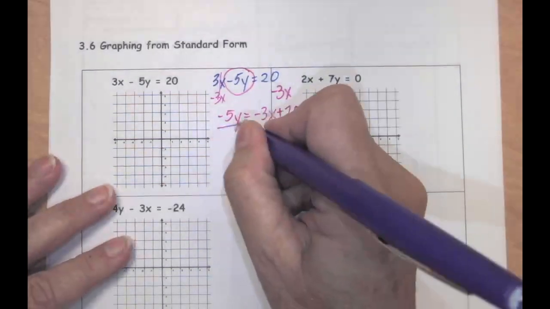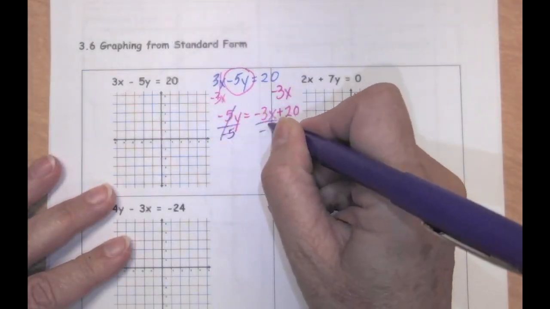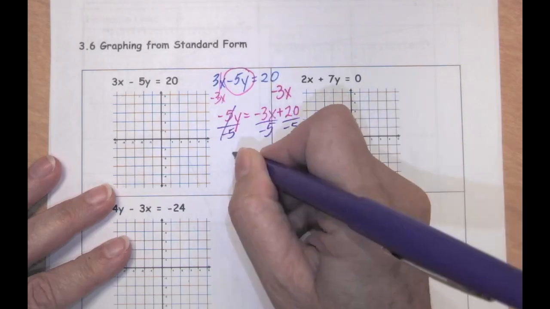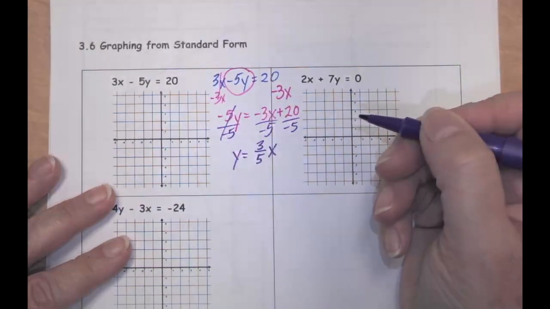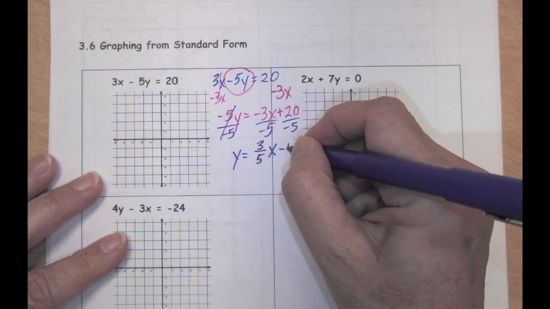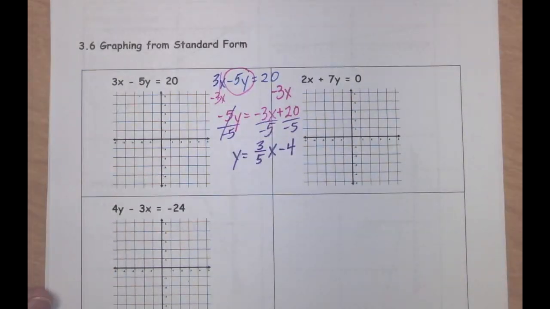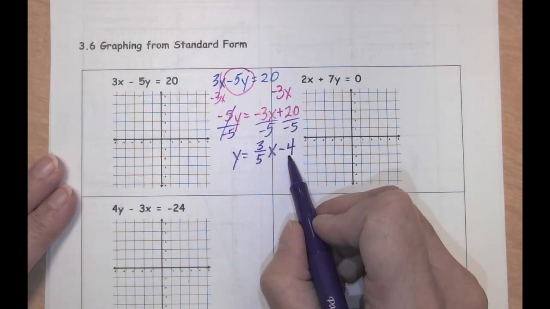So we divide everything by negative 5. We want to keep slope as a fraction, but we want it reduced to simplest form. 20 divided by negative 5 is negative 4. Now that I have it in slope-intercept form, this is the y-intercept, this is the slope.